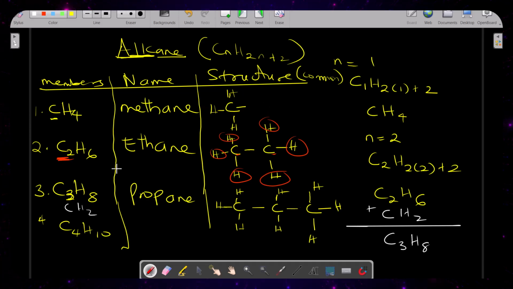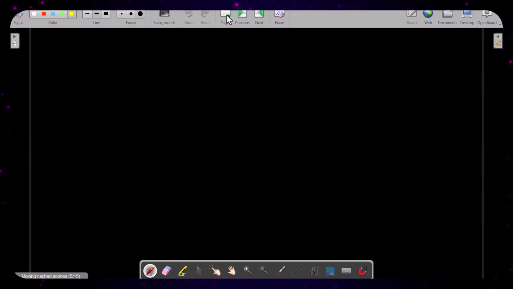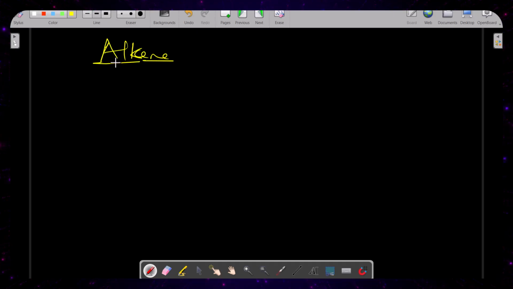The next family I'm going to talk about is what we call the alkene family. So let's quickly talk about the alkene family. We're going to talk about the alkene. If you put the number of carbon atoms, you end with ene. So for one carbon atom, we say this, and so on. So that is alkene, and the formula for alkene is CnH2n. So that is it for the alkene.